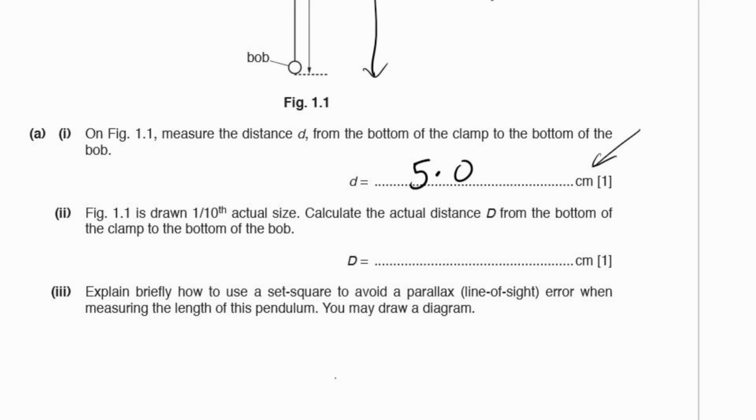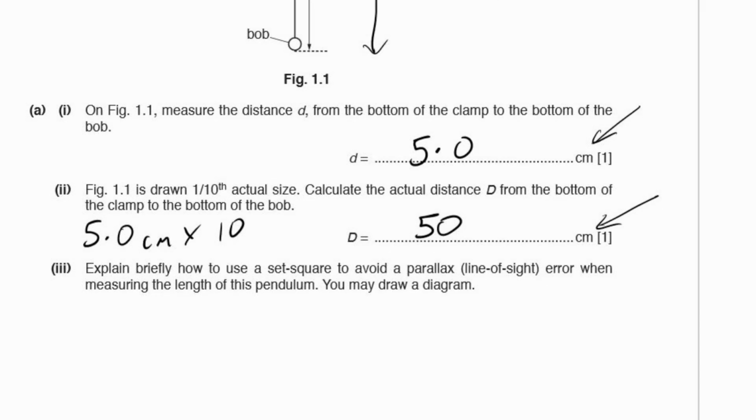Part 2, figure 1.1 is drawn 1/10 of the actual size. Calculate the actual distance d from the bottom of the clamp to the bottom of the bob. Well, in that case, that means it's going to be 5.0 centimeters times 10. It's 10 times bigger, and that gives me a distance of 50 centimeters. And again, the unit's sitting there, so it's good to try and remember that.